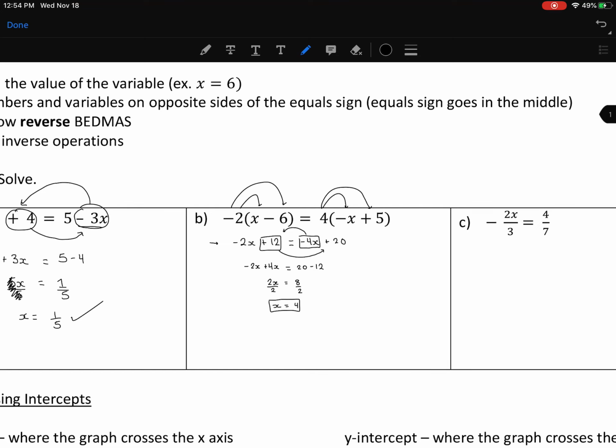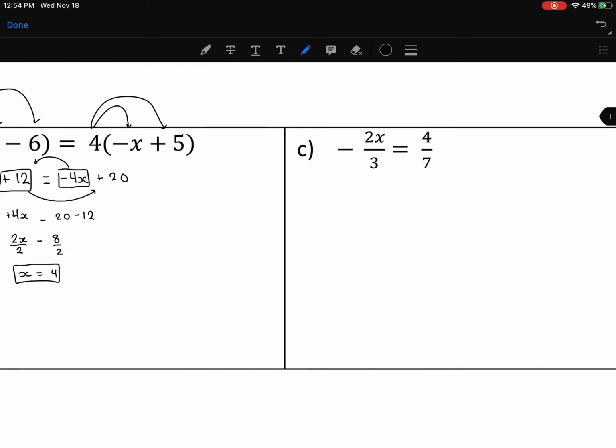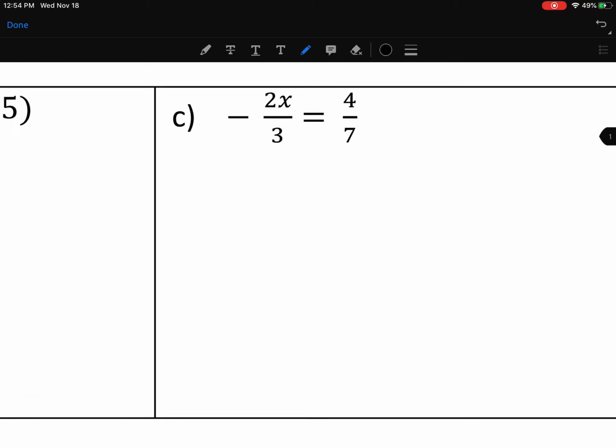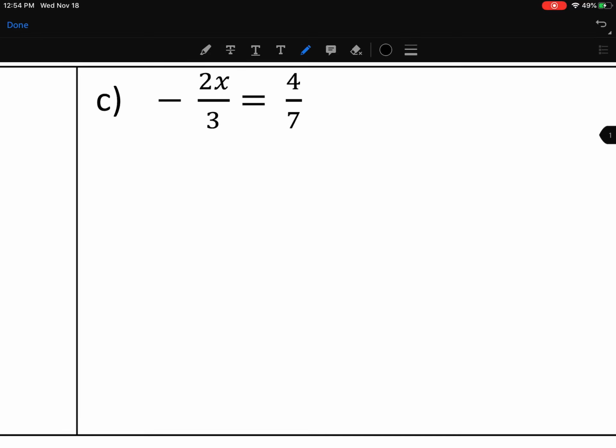Now, if you really aren't sure if you're getting the right answer, you can always plug it back into the value of x and see if both sides of the equation equal the same thing. Right, we know how to check our answers if we need to. And here's the last one.